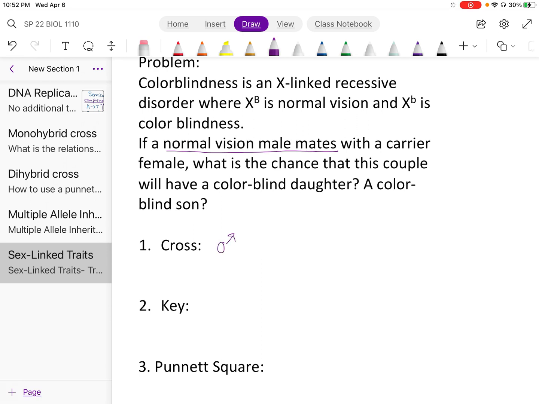For a normal vision male, he would have an X chromosome and he would also have a Y chromosome. If he is normal vision, that would mean he has the dominant allele. And if he mates with the carrier female, she is going to have two X chromosomes, and because she's a carrier, she is heterozygous. So she would have a dominant allele and also a recessive allele.